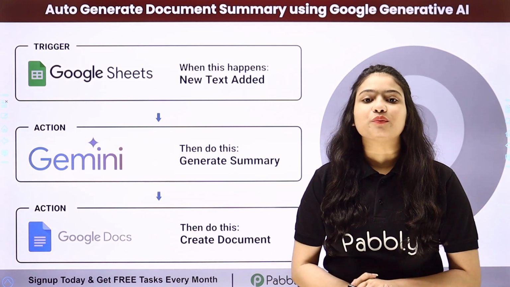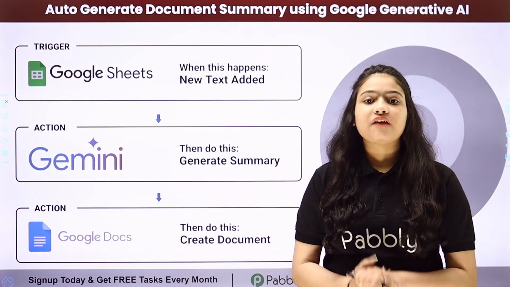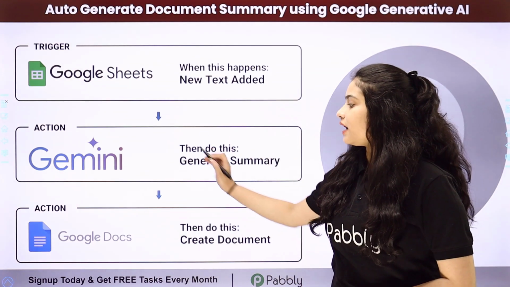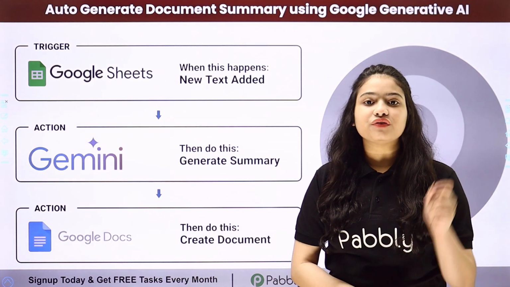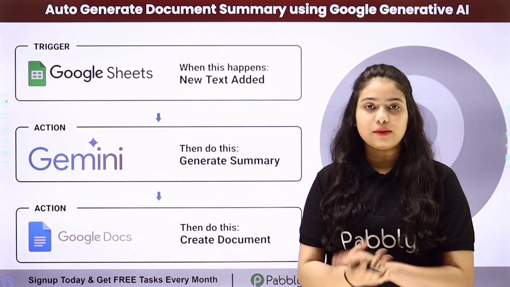So how are we going to automate this entire process? For this, we will have to set up a connection between Google Sheets, Gemini and Google Docs, and that we are going to do without any coding or programming skills with the help of Pably Connect.